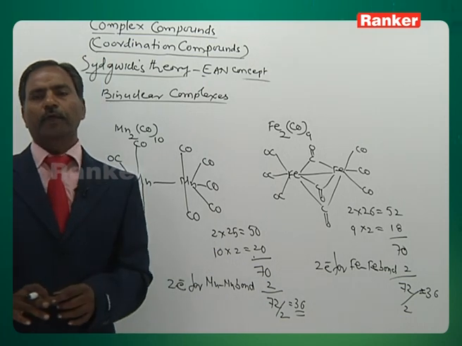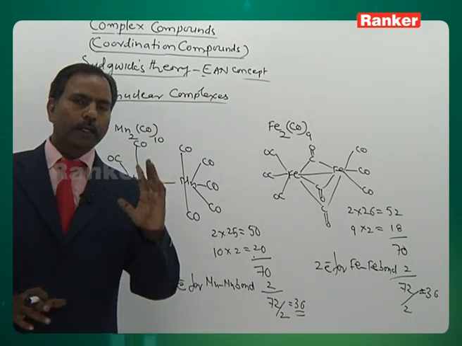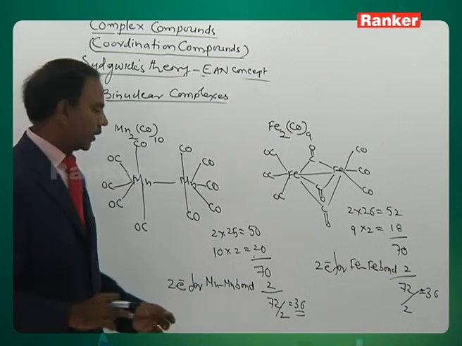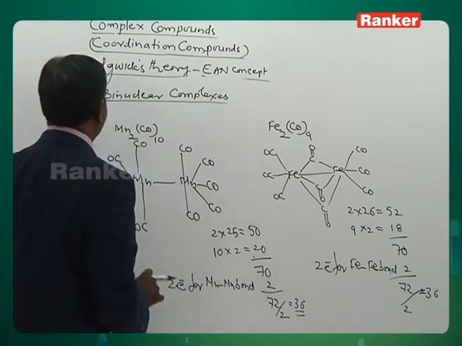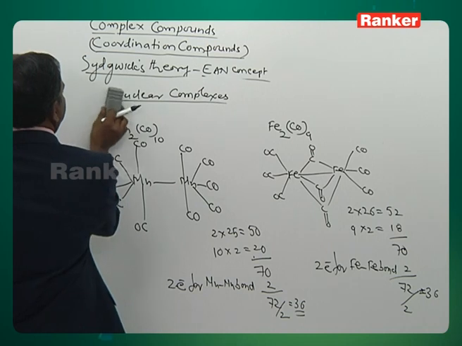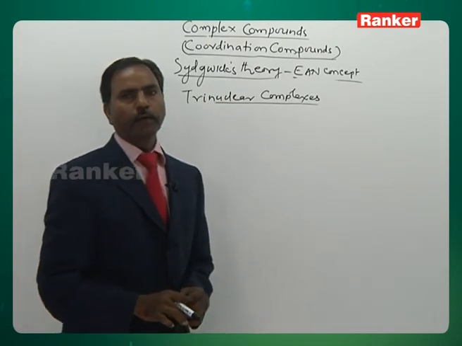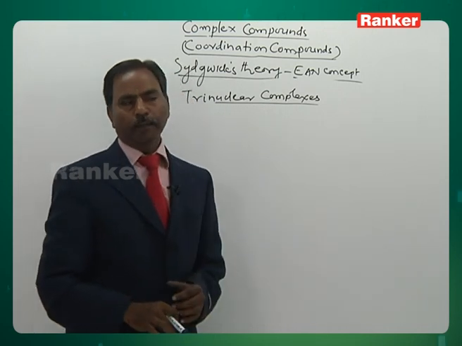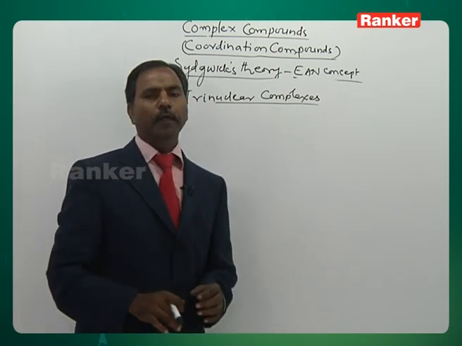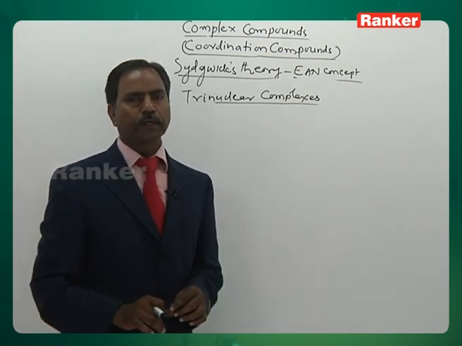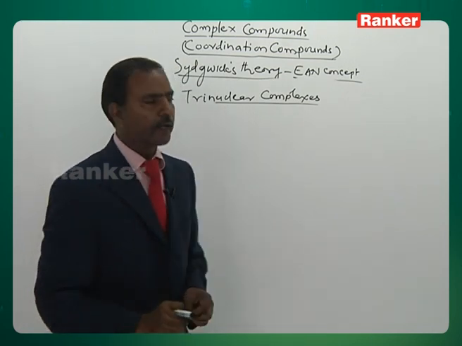I will show one example of a trinuclear complex, how to calculate the EAN of a trinuclear complex. Look here, mononuclear completed. I have shown how to calculate EAN in a binuclear complex, 2 examples I have shown on the board. And now you take a trinuclear complex.